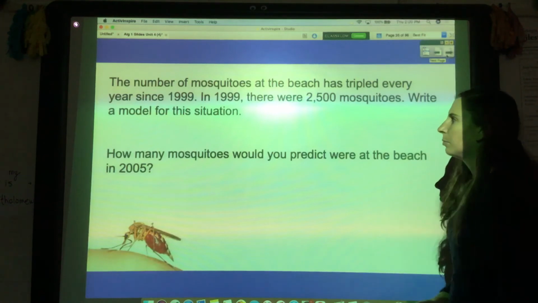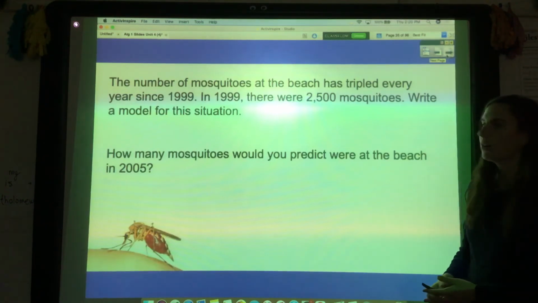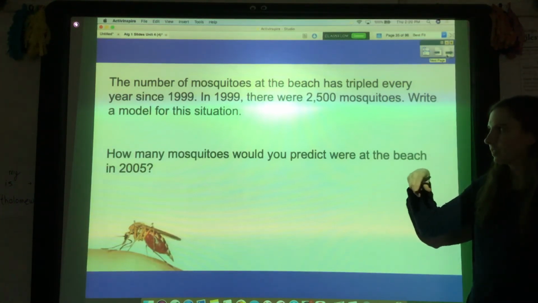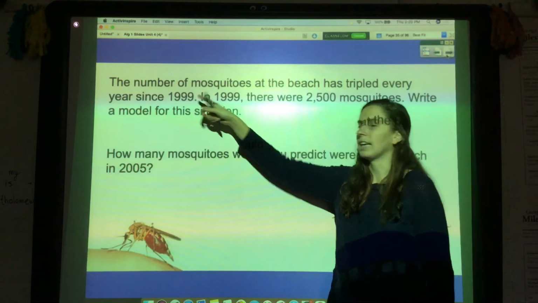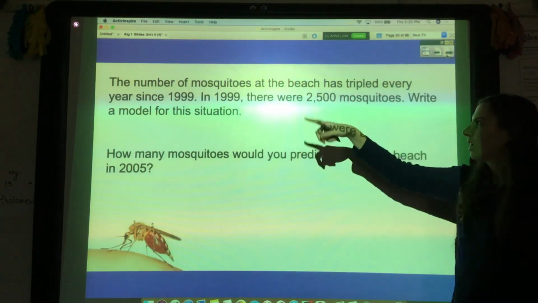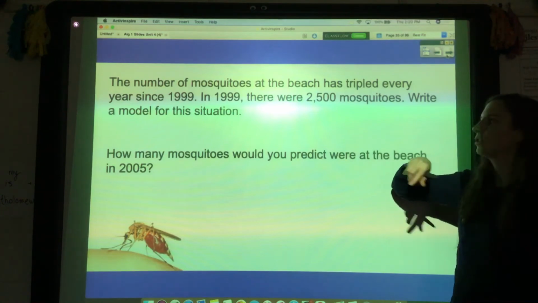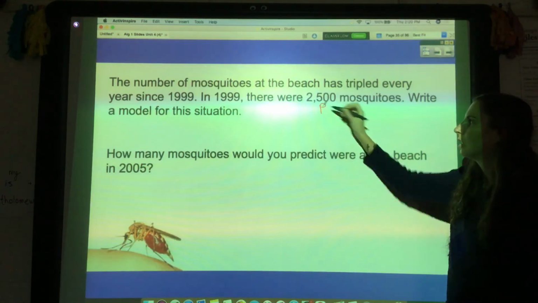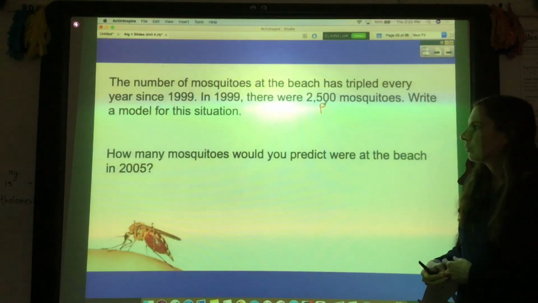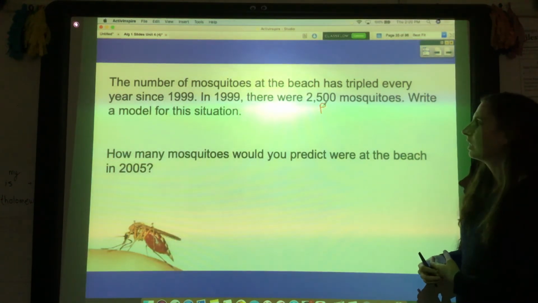Here's another example. Imagine we're just talking about mosquitoes. In this scenario, they're actually tripling every year. And we're going to start at 1999 in this scenario. So in 1999, when we start, there were 2,500 mosquitoes. That's like my principal amount. It's not money, but it's still the initial amount. I want to write a model for this situation.